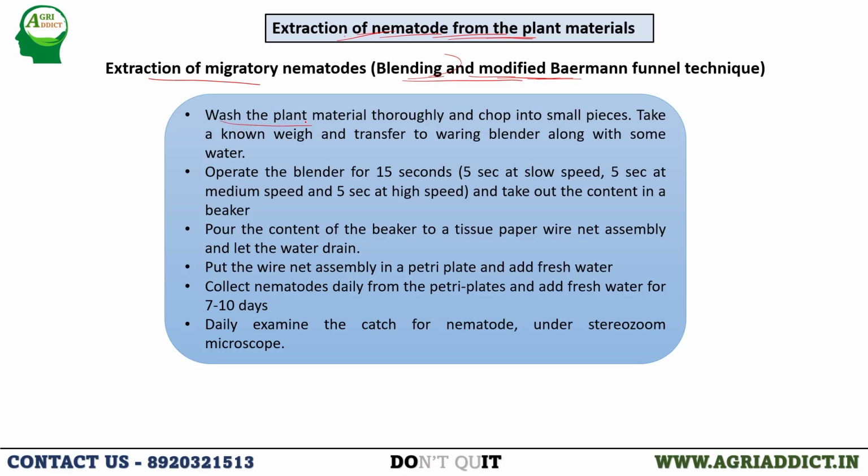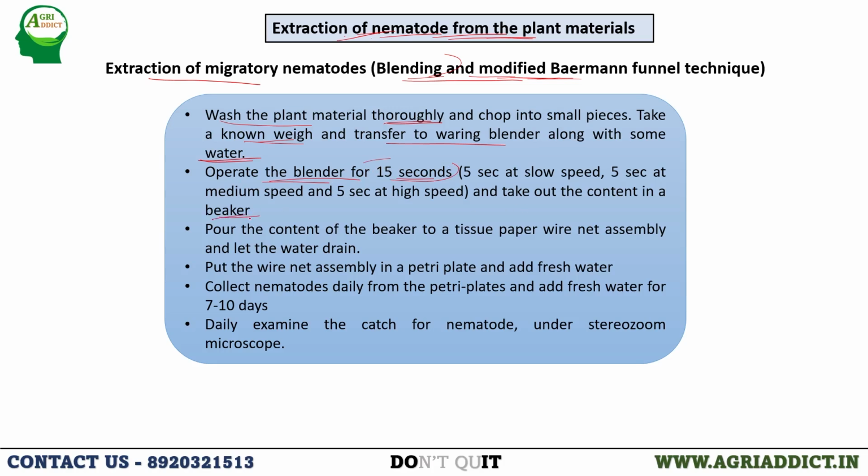First, wash the plant materials thoroughly. The samples containing the nematodes will be taken, chopped, washed, and cut into small pieces using knives. Take a known weight of the sample and transfer it to the blender along with some quantity of water. After that, operate the blender for about 15 seconds and take out the content in a beaker.